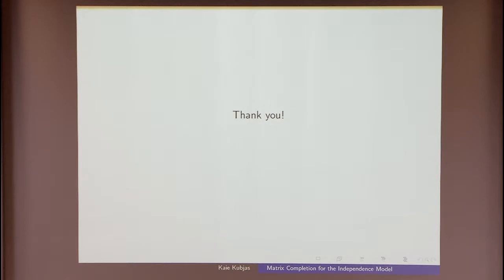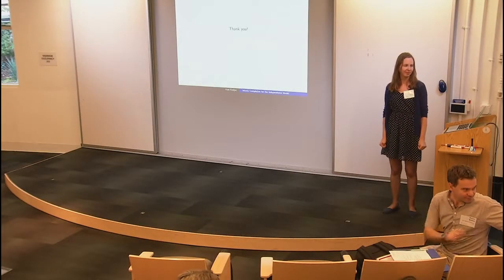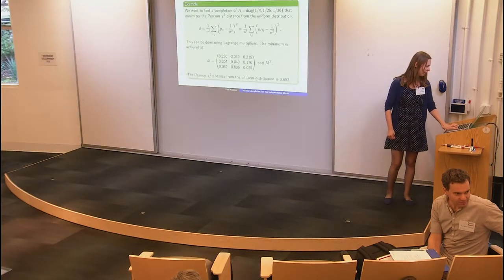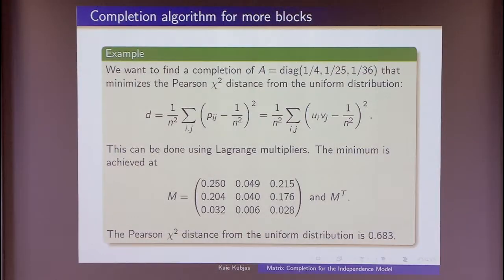We have plenty of time for more questions. You put up a chi-squared Pearson something for me. Can you say what that means? So this is just basically, you can think of this as a distance function. So here, we want to find the completion of this partial matrix that's closest to the uniform matrix with respect to the Pearson's chi-square distance. But one can really choose any distance function.